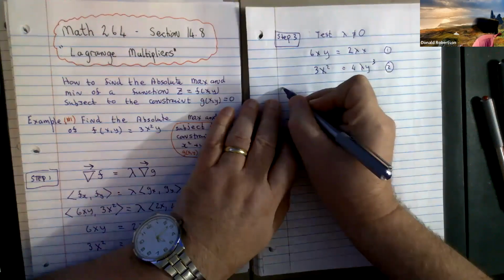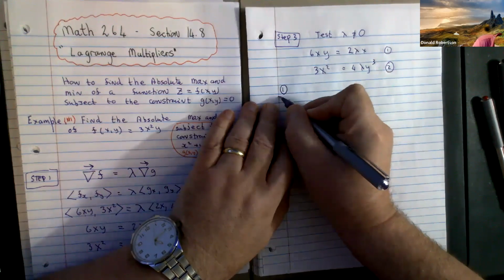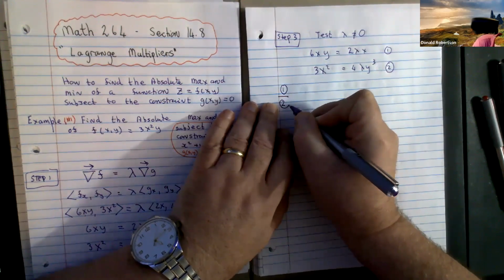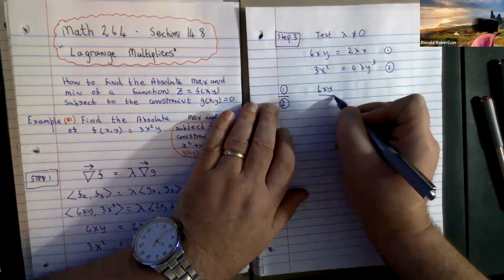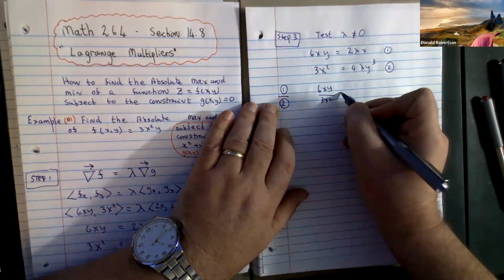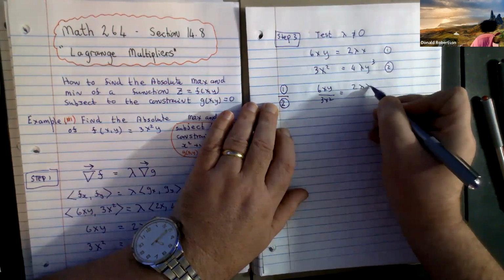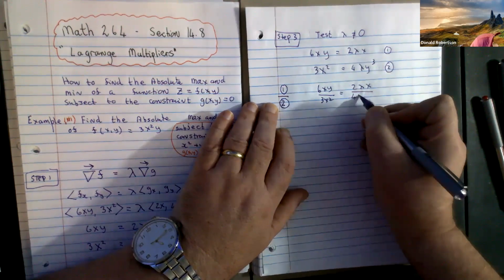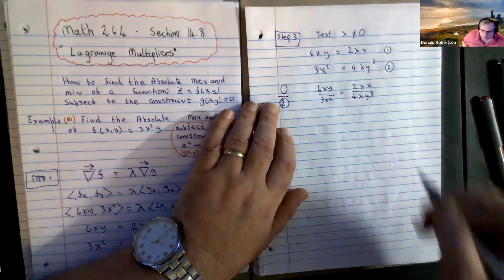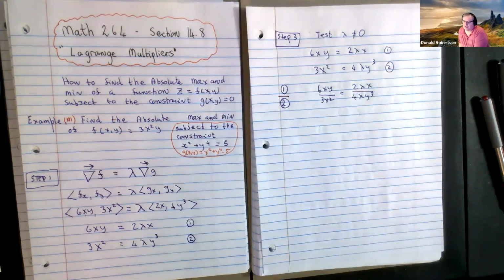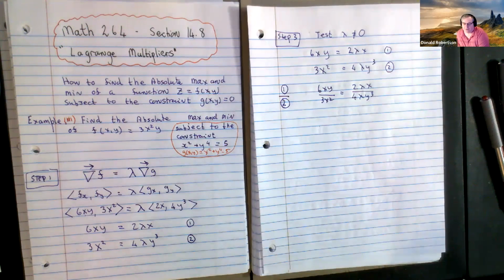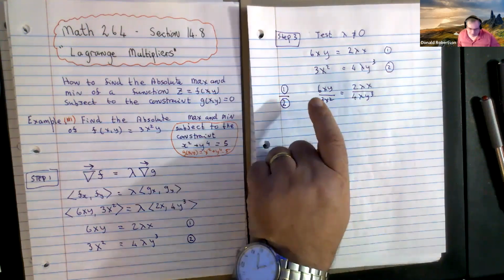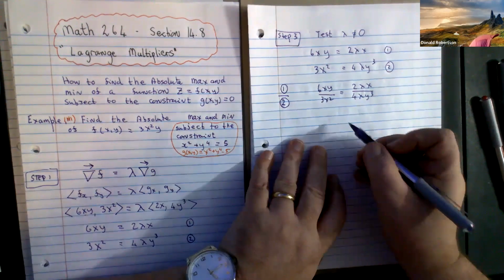And now I'm going to take equation 1 and divide it by equation 2. So I'm going to get 6xy all over 3x squared equals 2 lambda x all over 4 lambda y cubed. And you're always going to take equation 1 and divide it by equation 2 when you get to this step. Right? So not sometimes you do it and sometimes you don't.